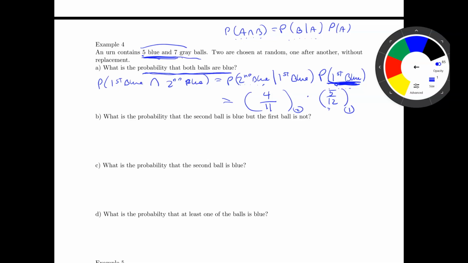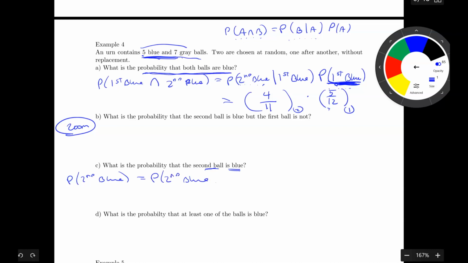I want you to do this one, and let me do this one. What's the probability that the second one is blue? It just is the probability the second is blue. It doesn't say anything about what the first is. So this could be the probability that the second is blue and the first is blue, or it could be the probability the second is blue and the first is not blue, or gray. We already know what this is because we just did it up here, right?